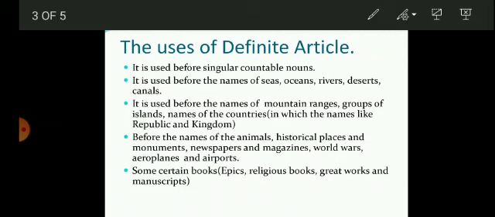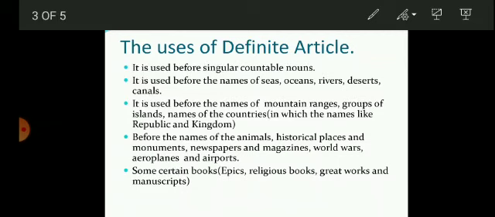It is also placed before the names of the countries. In those names of countries, there must be words like republic or kingdom; either one of these words has to come in that name. For example, the UK, United Kingdom, in that name the word kingdom is there. The Irish Republic, in that country name the word republic is there. It is not used before the names of all the countries. Whenever you have such words in the names of those countries, we have to use the definite article.